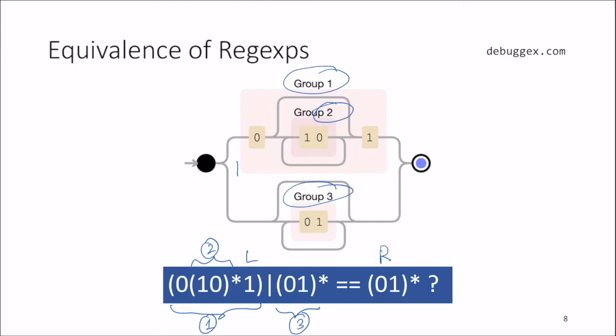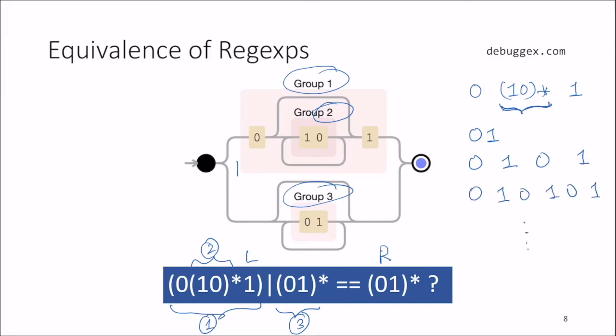So let's examine this group 1 here and see the structure of it. You can see there's a 0, and then there is a 1, 0 star, and then there is a 1. This 1, 0 star can be the empty string. So what we are left with, if this is empty, is the string 0, 1, right? Because this middle part goes away. Or I could repeat it once, or twice, or 3 times, and so on, right? So I could keep going.